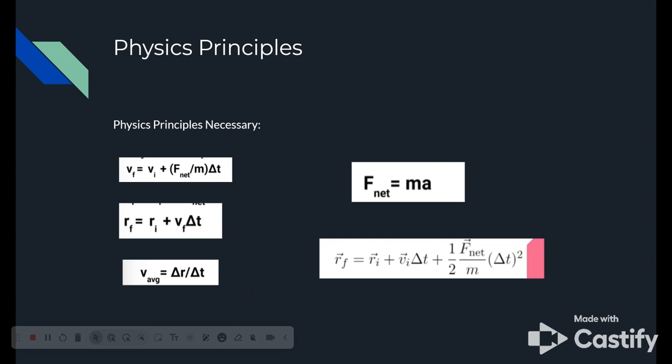So first of all, there's a few necessary physics principles to complete this lab and to understand it. These are the velocity equation, position equation, average velocity equation, which you can see here. F net equals ma, as well as derivations of this equation used for others. And then finally we have the fully updated position formula that takes into account pretty much all factors.